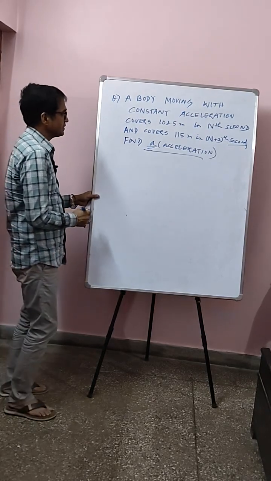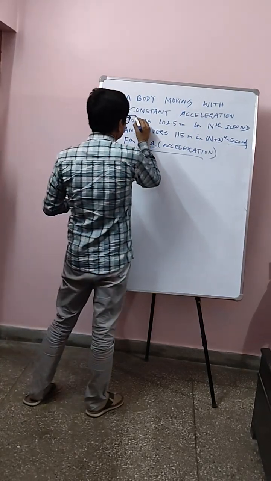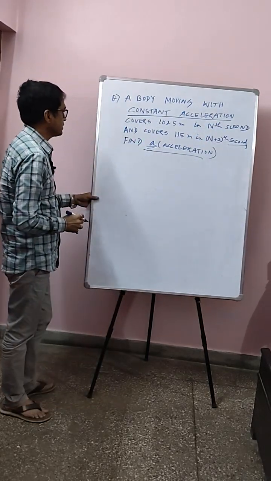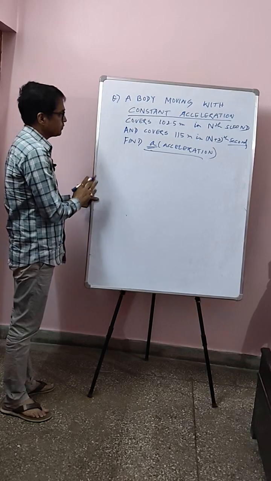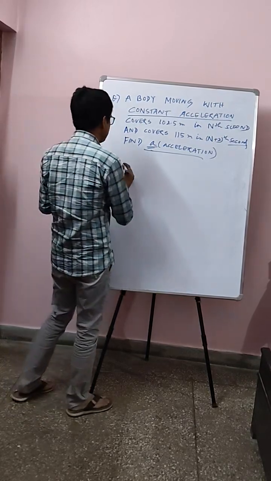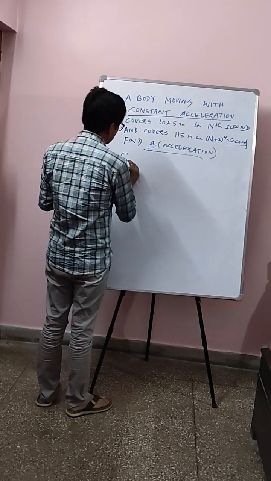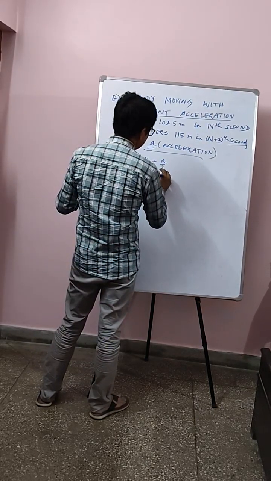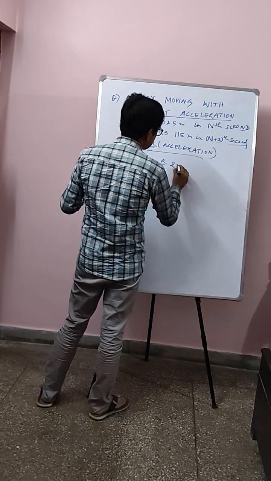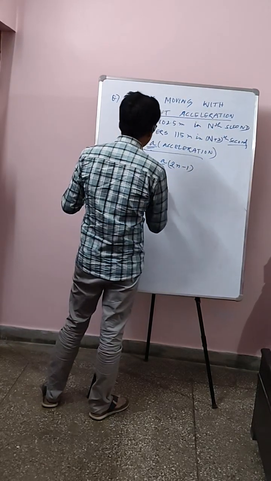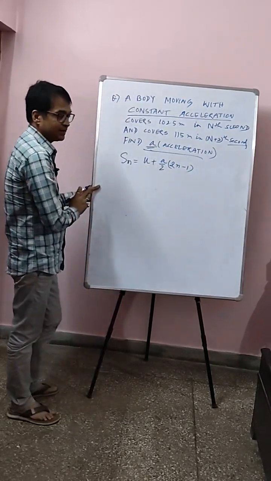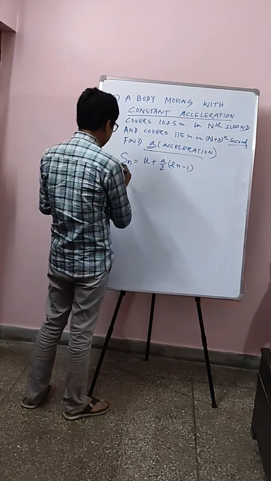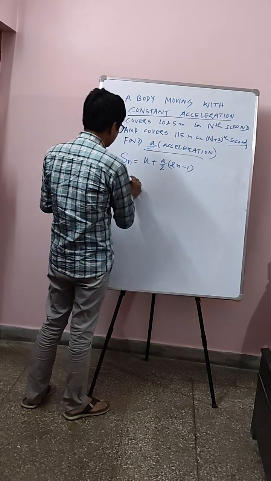The most important concept given is that acceleration is constant. For such motion, we have to memorize the formula: Sn equals u plus a by 2 into (2n minus 1). This is for the nth second. Now we want to find it for the n plus 2th second.